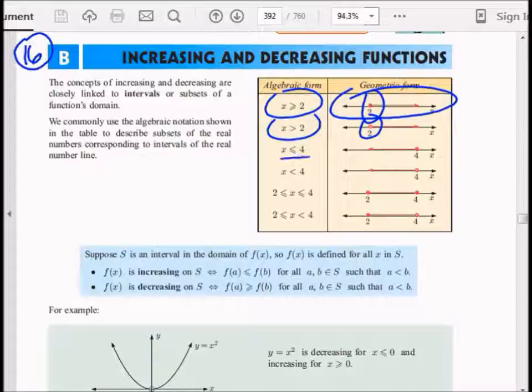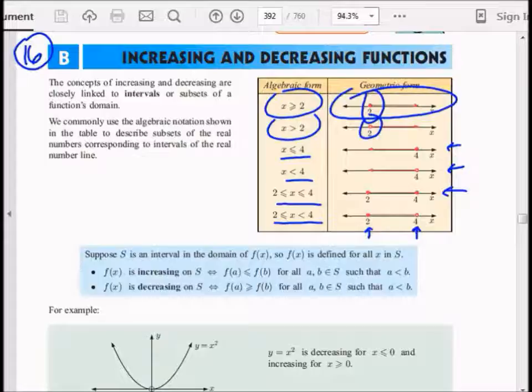Similarly, x is less than or equal to 4 would look like this. x is greater than 4 would look like this, an open circle. And in between 2 and 4, and also including 2 and 4, looks like this. We've got closed circles for both the 2 and the 4. If we write something like this, 2 is less than or equal to x, less than 4, so it's equal to 2 but not equal to 4, you can see here that it's a closed circle and an open circle. So just a reminder of how that works.